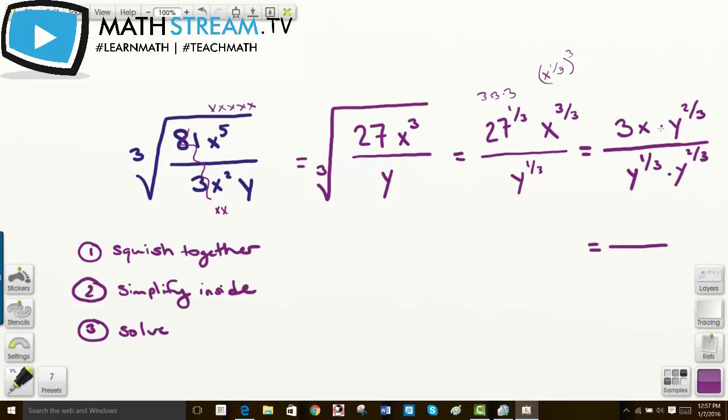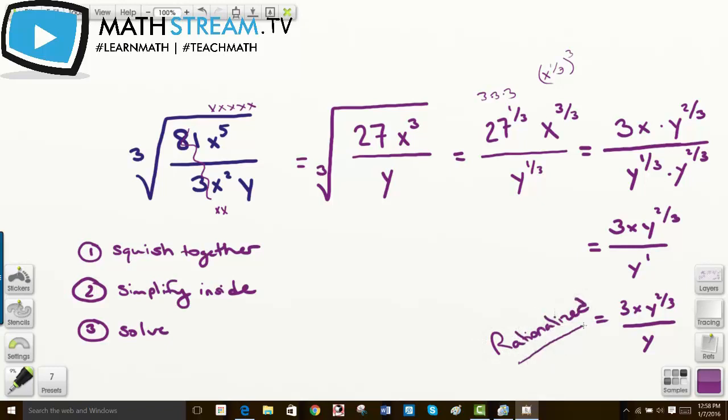On the top, we just squish these all together. 3 times x times y to the 2/3. Nothing really interesting happens. On the bottom, we have an expression with a power times an expression with a power. Remember, a power times a power, we add the exponents. 1/3 plus 2/3 is 1. So this is just y to the power of 1. In other words, we just have y. We just have 3x, y to the 2/3 on the top, and we just have y on the bottom. Which means we have rationalized the denominator.